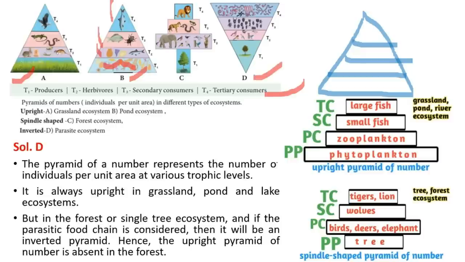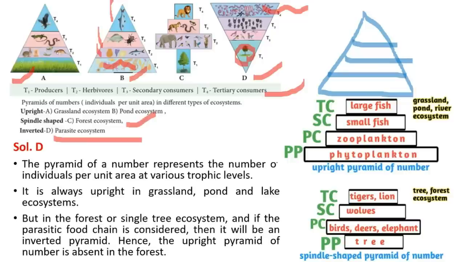And when you see D1, that is the parasite ecosystem. A parasite is one which grows or depends on others. Here you will find insects, which are the tertiary consumers; below them fewer secondary consumers, below them fewer herbivores, and next comes the tree here.